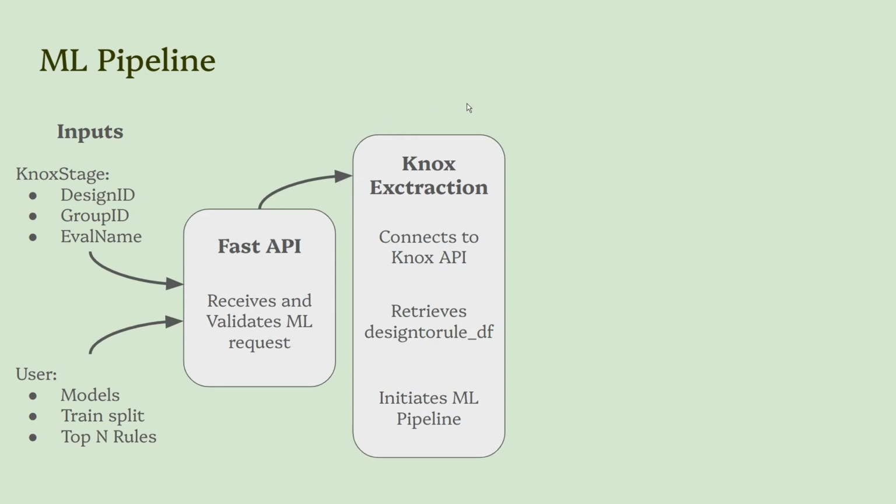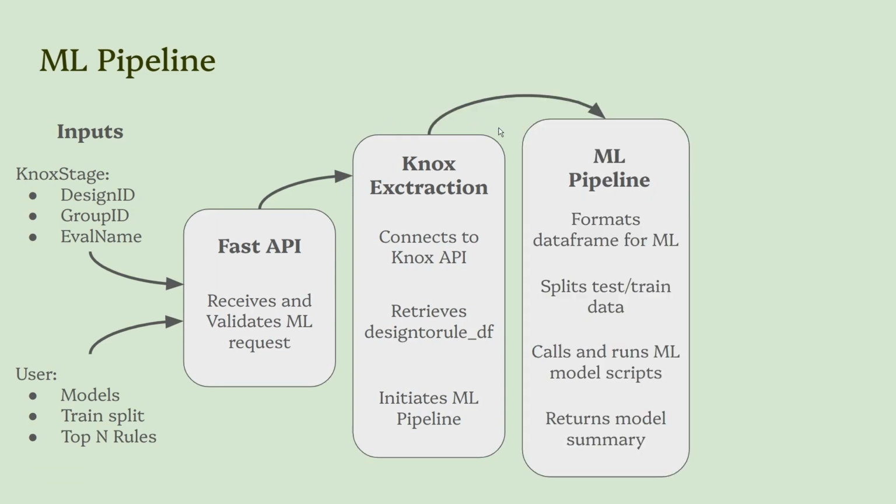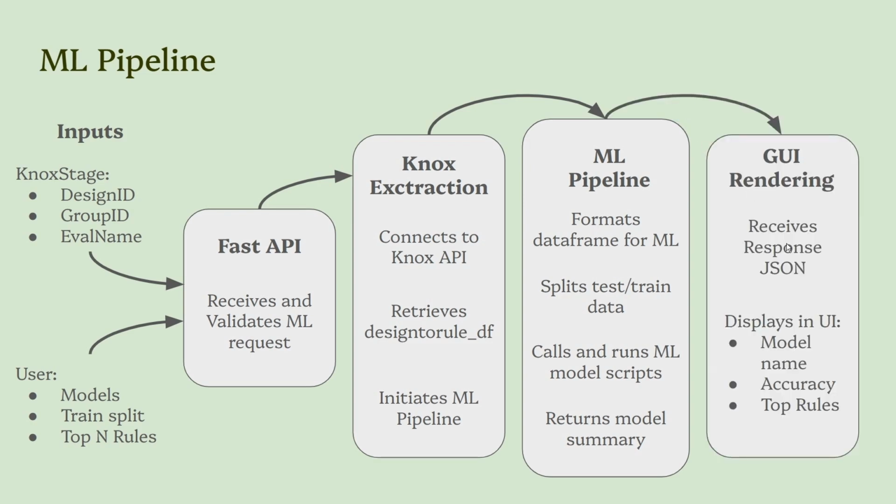From Knox, the design to rule data frame is then extracted. And in the ML pipeline, this data frame is formatted for the machine learning and passed to the Python scripts to run the selected models. Each model then outputs a summary that is passed along to the GUI. And in the summary, this includes the model name, its accuracy, and the top contributing features and their scores.